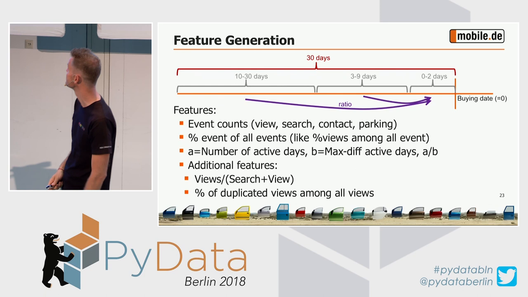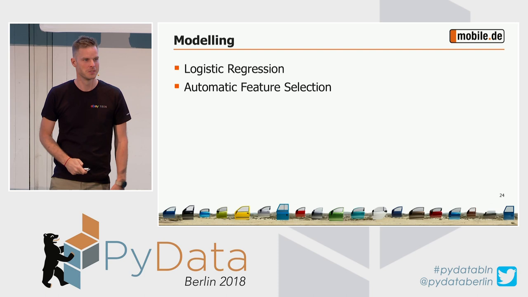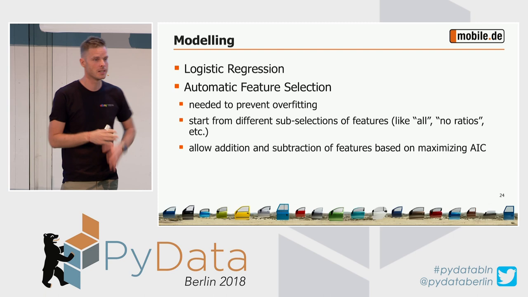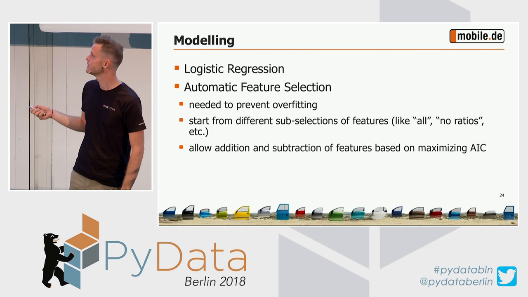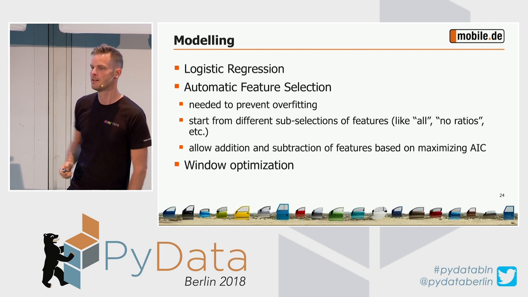So how did we run forward? We used a logistic regression approach for this one. Given that the number of features is so big, we needed feature selection to prevent overfitting. So we started from different selections of those features and added or subtracted automatically based on the Akaike information criterion, and then came up with different models. We even went one step further. I told you that there were windows with individual features, so we also optimized that.